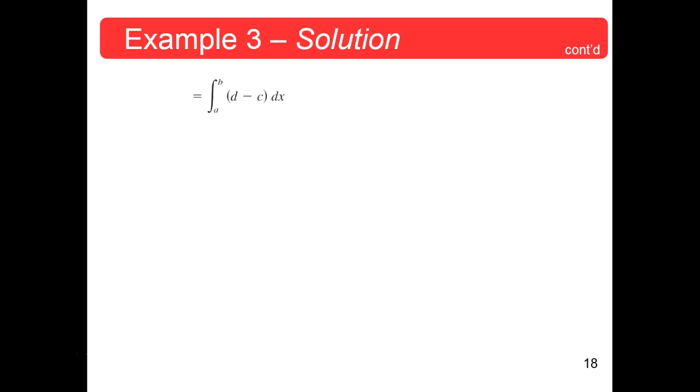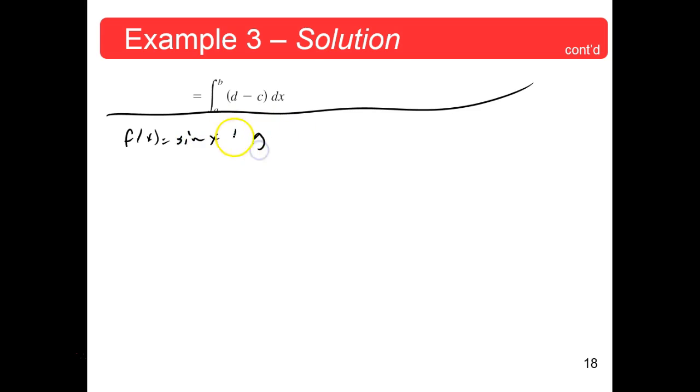Use an iterated integral to find the area of the region bounded by the graphs of f of x equals sine x and g of x equals cosine x, between pi fourths and 5 pi fourths.